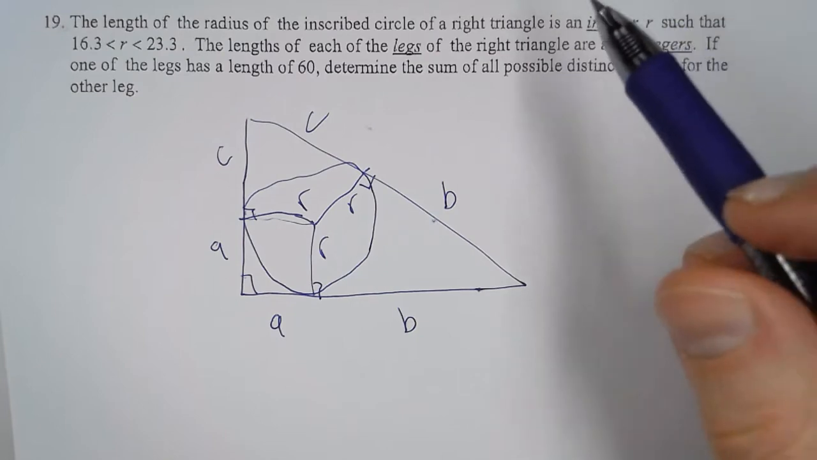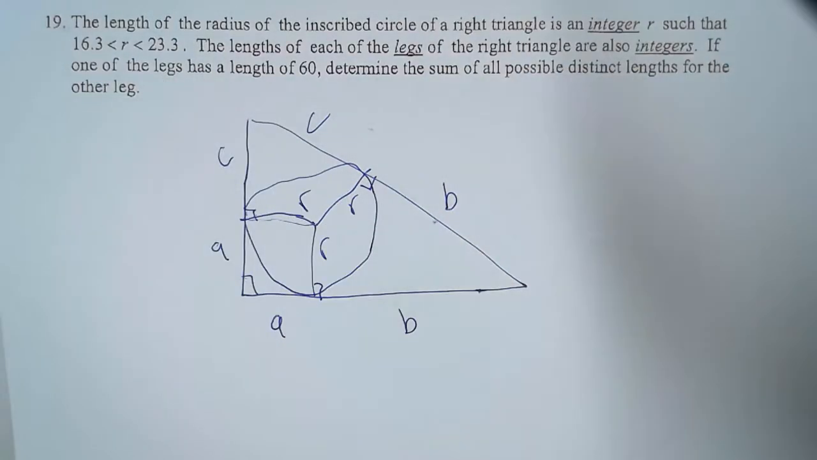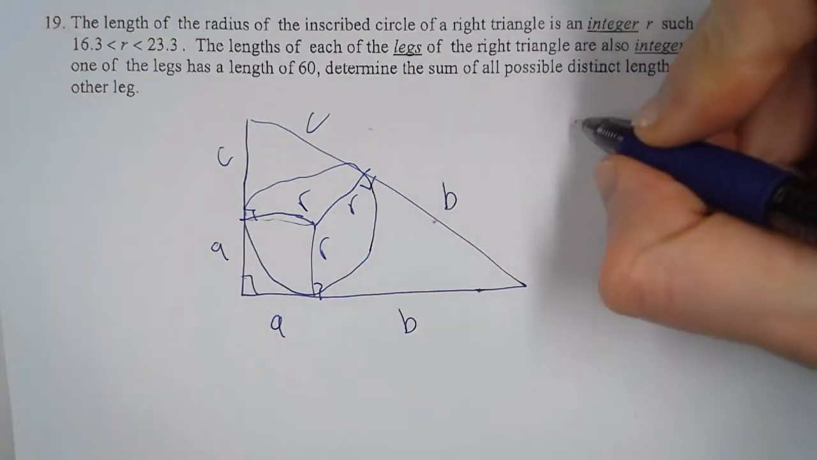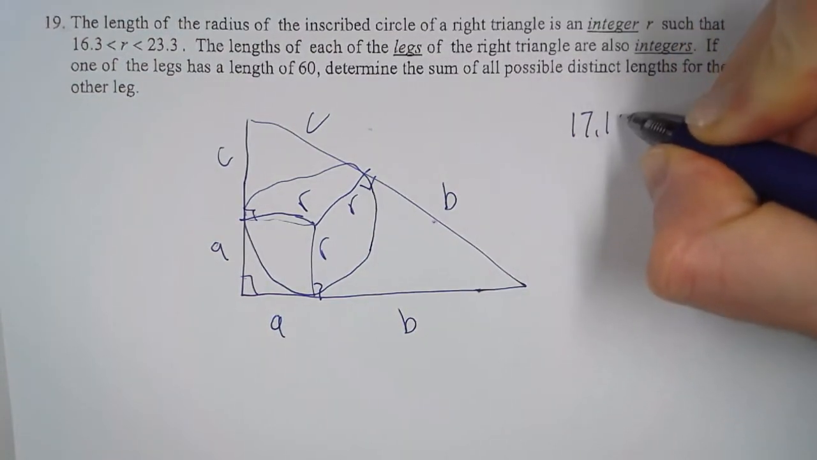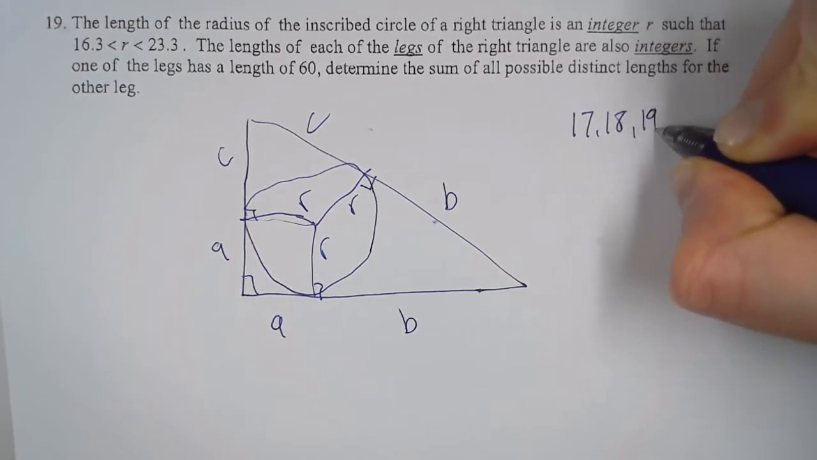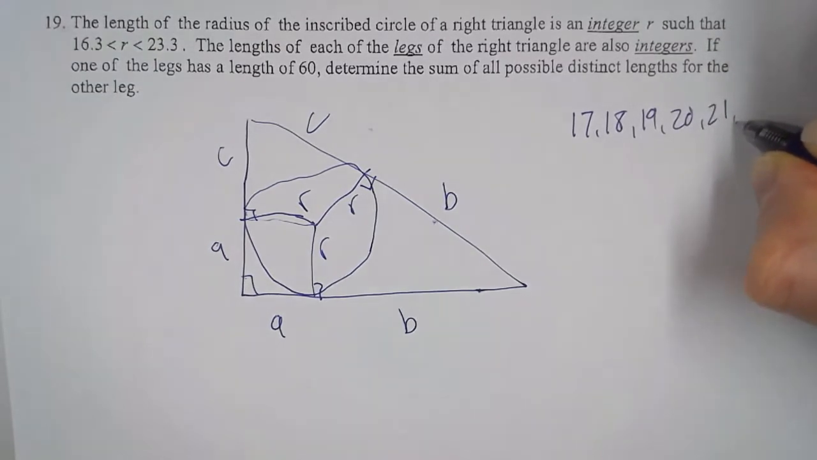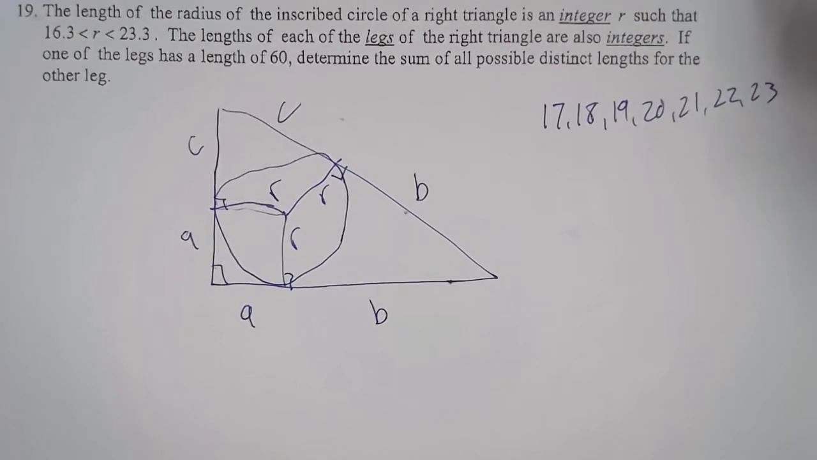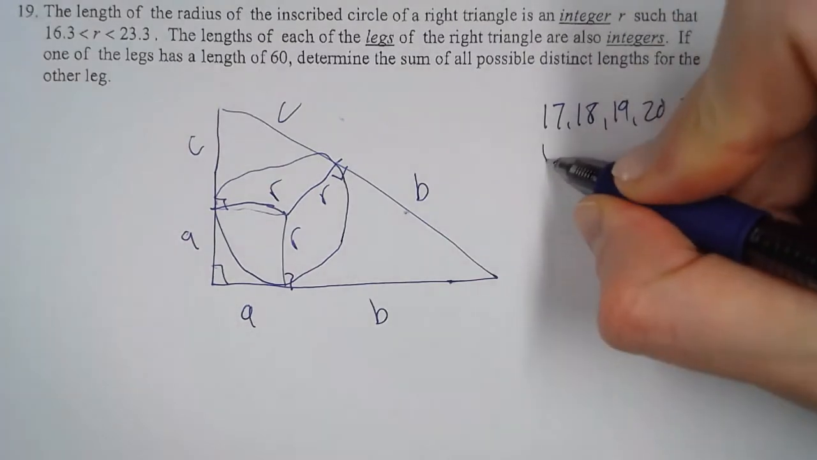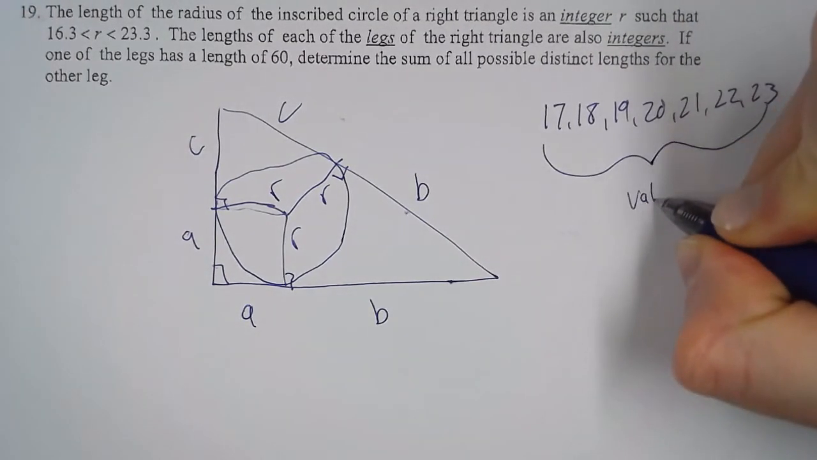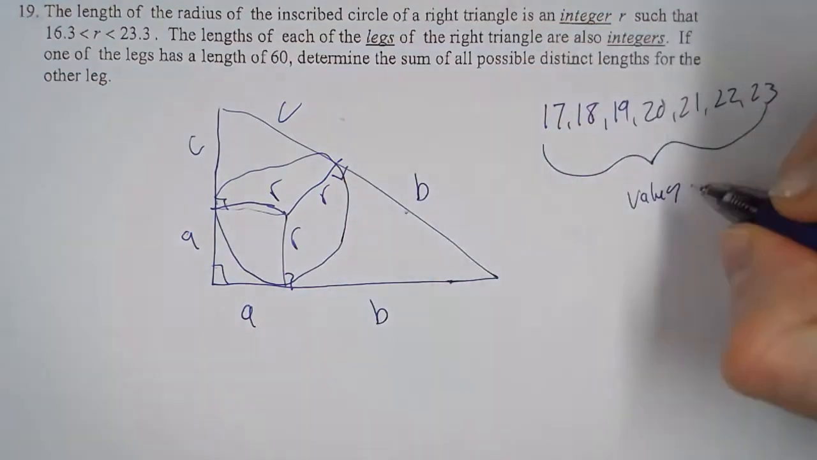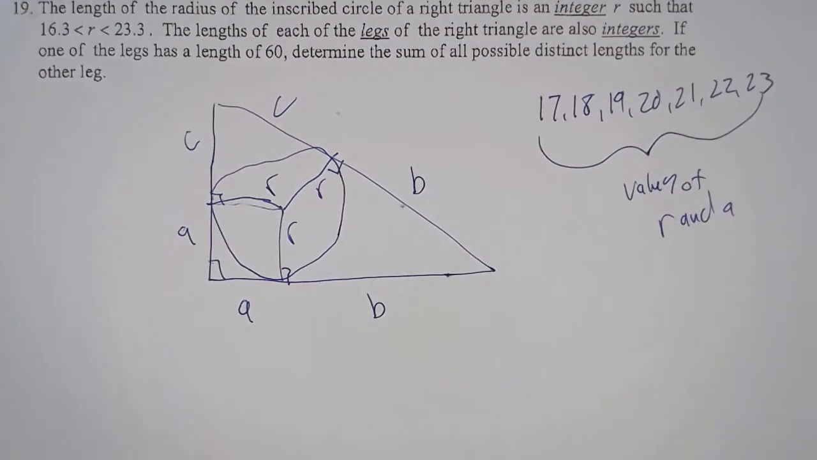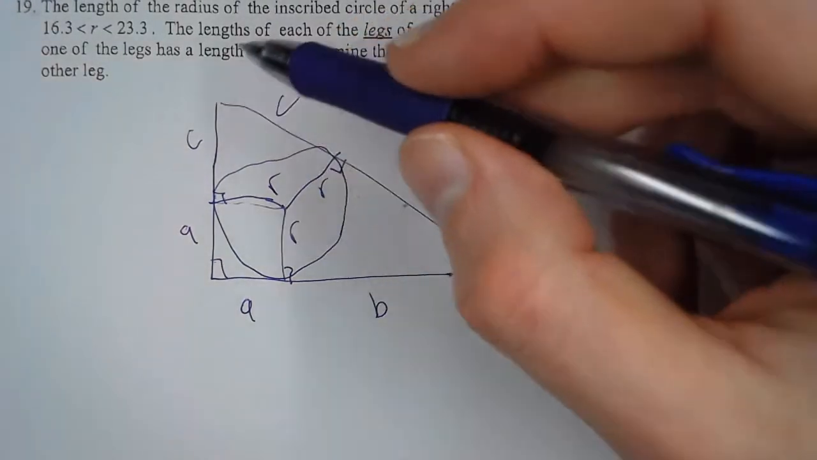Now they tell us that the radius is an integer, and it's between 16.3 and 23.3. They did that to really just mess you up. Here are the numbers that the radius could be: 17, 18, 19, 20, 21, 22, or 23. That's it. But if you notice, these are the values for A as well, because this shape makes a square. Okay, so what can we do with this?